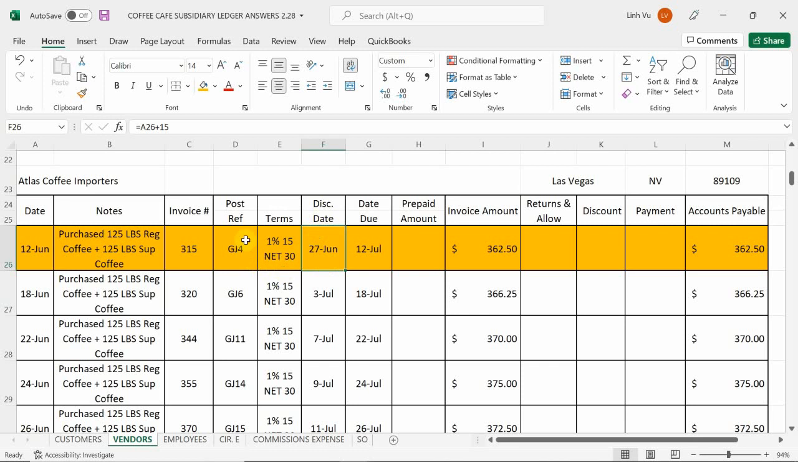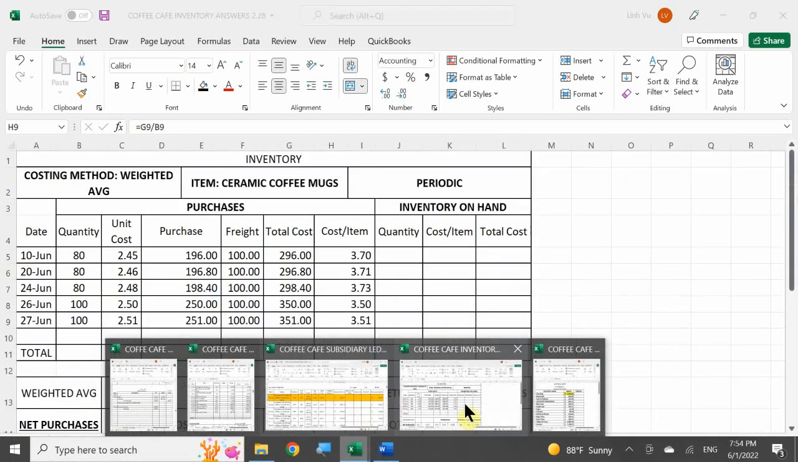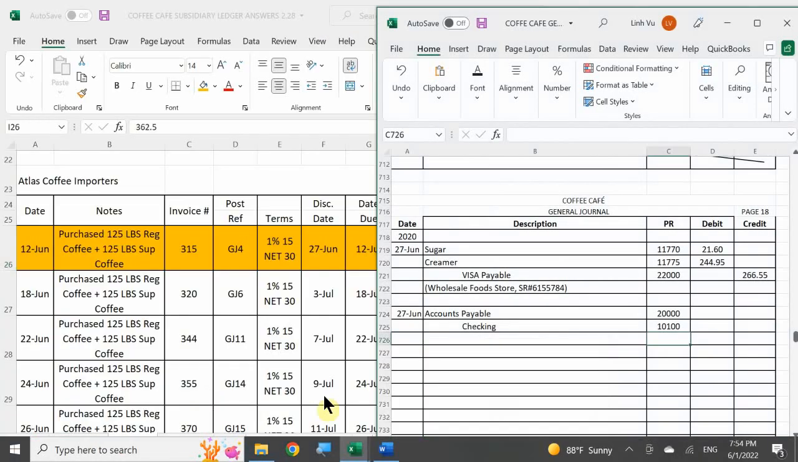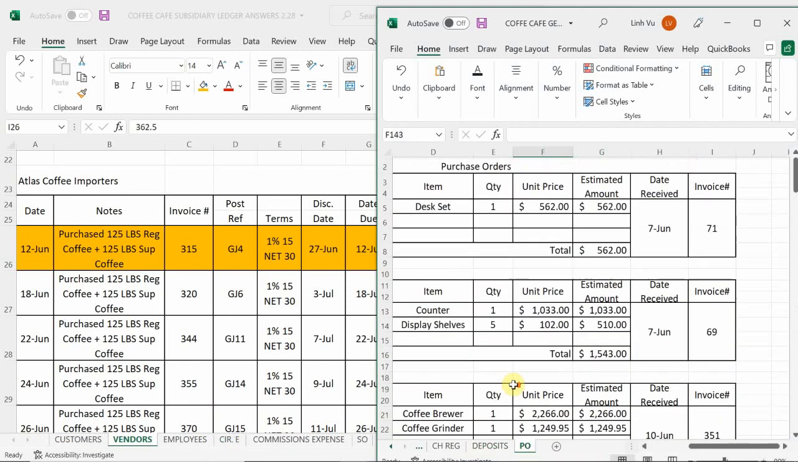So therefore, we need to calculate how much that 1% is going to be. Okay? Now in this case, let's take a look here. Right? We charged a total of $362.50. Okay? So let's go actually take a look at that purchase order that we made for this 315. Okay? Just so that we can verify how much the discount is going to be. Now, purchase orders.